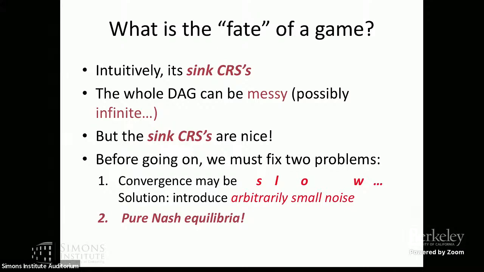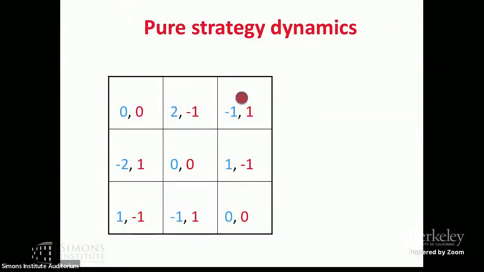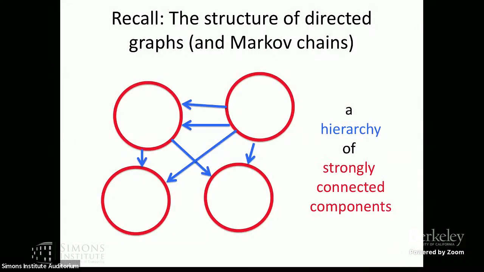Before going on, we have to fix two problems. Convergence can be very slow, and the solution is to introduce arbitrarily small noise, and then extraneous pure Nash equilibria will emerge. So you moderate this arbitrarily small noise a little. These are technical details. This slide is supposed to introduce you to the graph that I talked about before, and it's this one, and directed graphs have sinks.